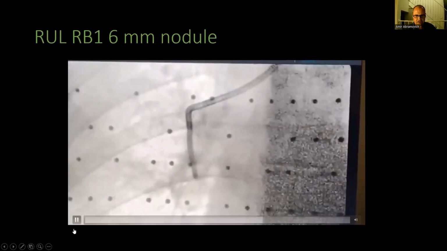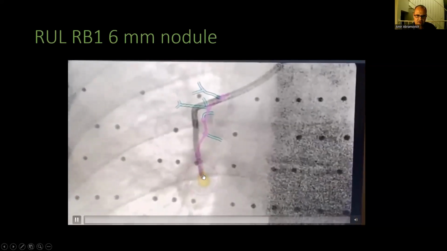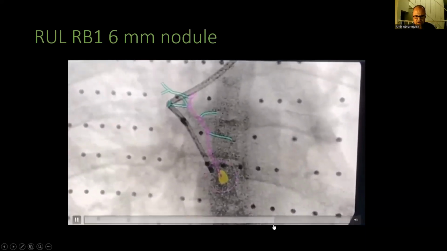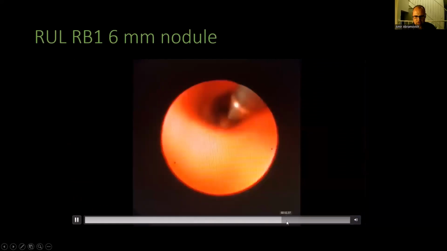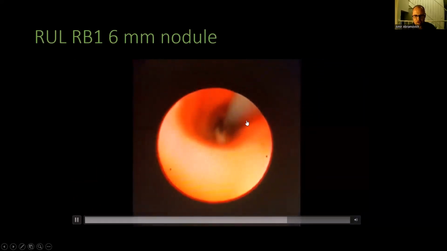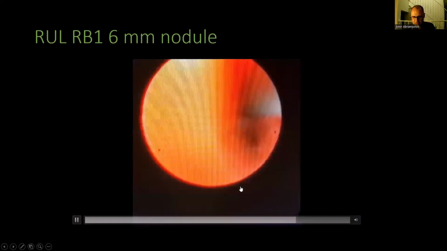And again, this is the spin, RAO, LAO. You can see that I'm still spot on, no matter how I move the system. And in this case, what we did is actually use the cryoprobe, the 1.1 cryoprobe with a 3mm scope, to actually sample the nodule.